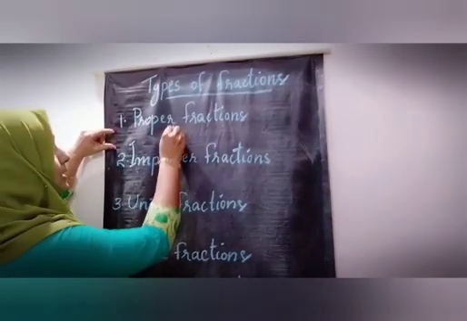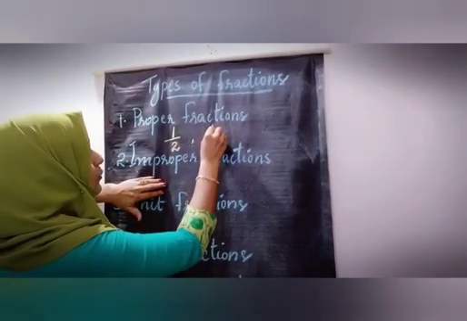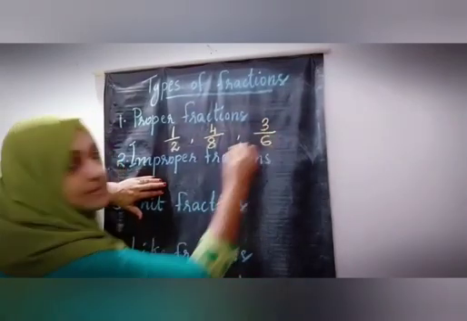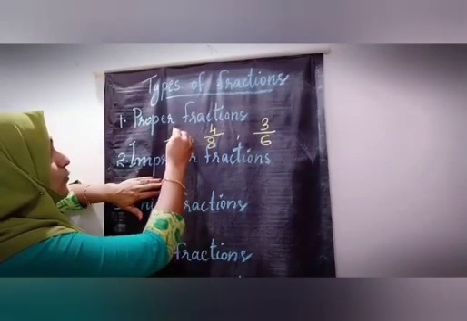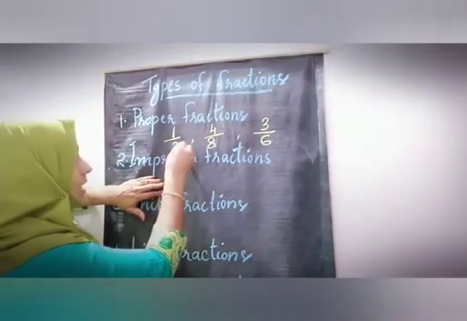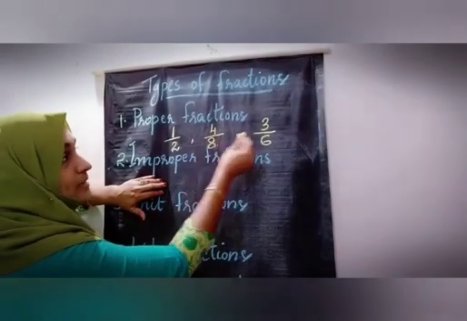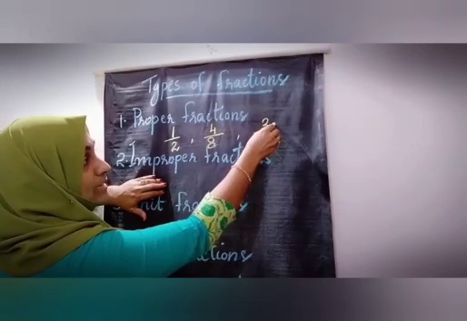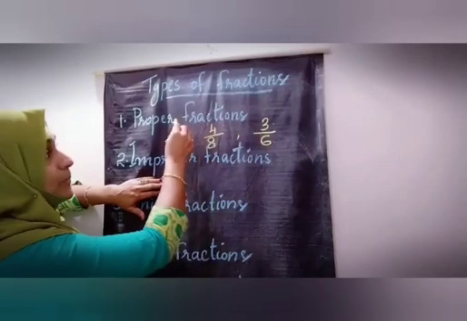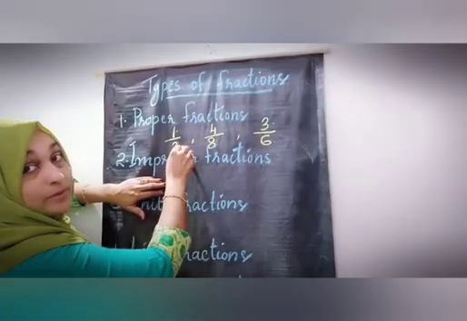Example, 1 by 2. Another example, 4 by 8. One more example, 3 by 6. Here 1 is the numerator and 2 is the denominator. Here 4 is the numerator and 8 is the denominator. Here 3 is the numerator and 6 is the denominator. So in the proper fractions, the numerator is lesser than the denominator.